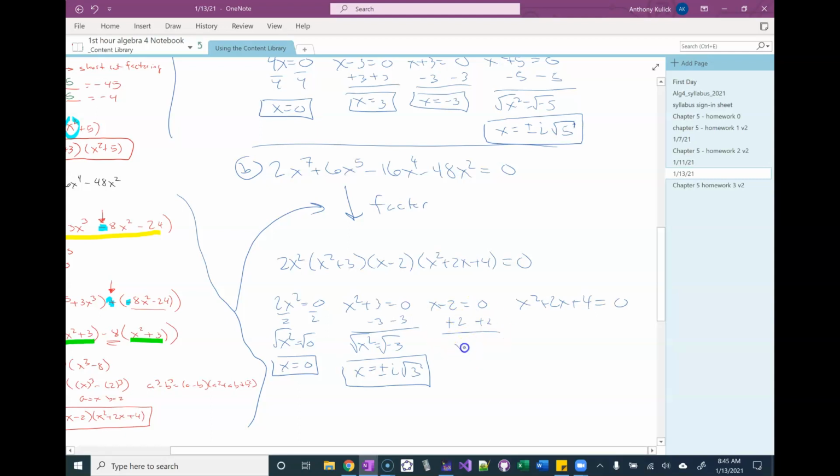The next one, I'll just add 2 to both sides. That's easy. And the last one is also quadratic. This one I cannot solve directly because I have both x's and x squareds in this problem. So this one I have to use the quadratic formula on.